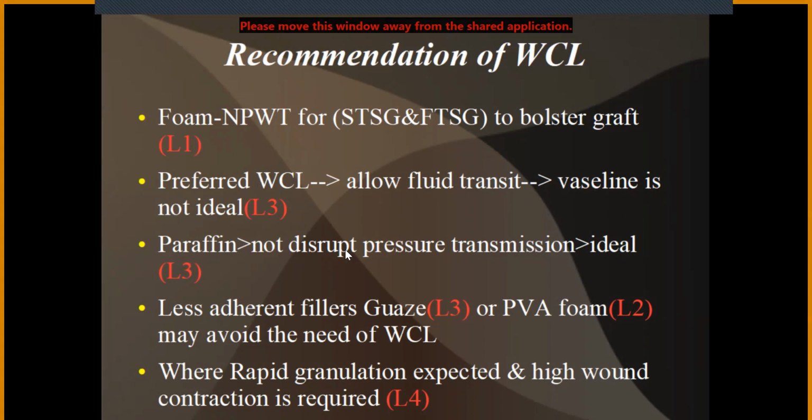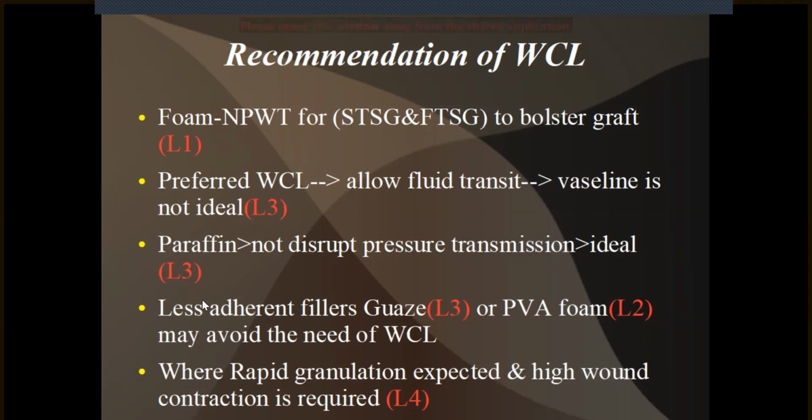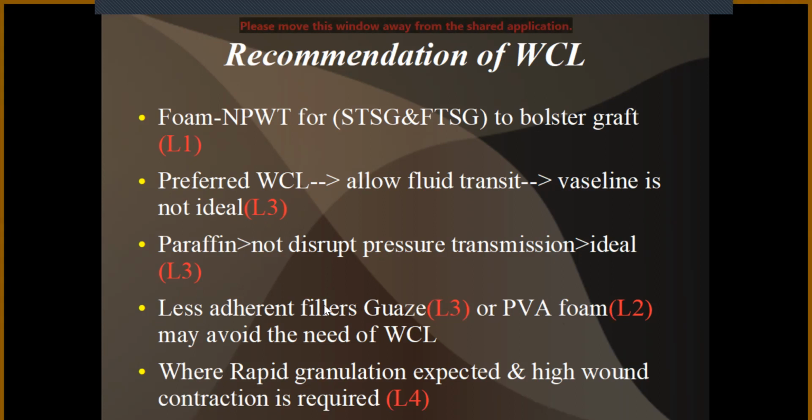Paraffin does not disturb the pressure transmission, so it is thought to be ideal, level 3 evidence. Less adherent fillers are gauze, level 3, or polyvinyl alcohol foam. When these two are used, then we can avoid the wound contact layer, because we know that gauze is less adherent, and polyvinyl alcohol foam is also less adherent because of the small pores.